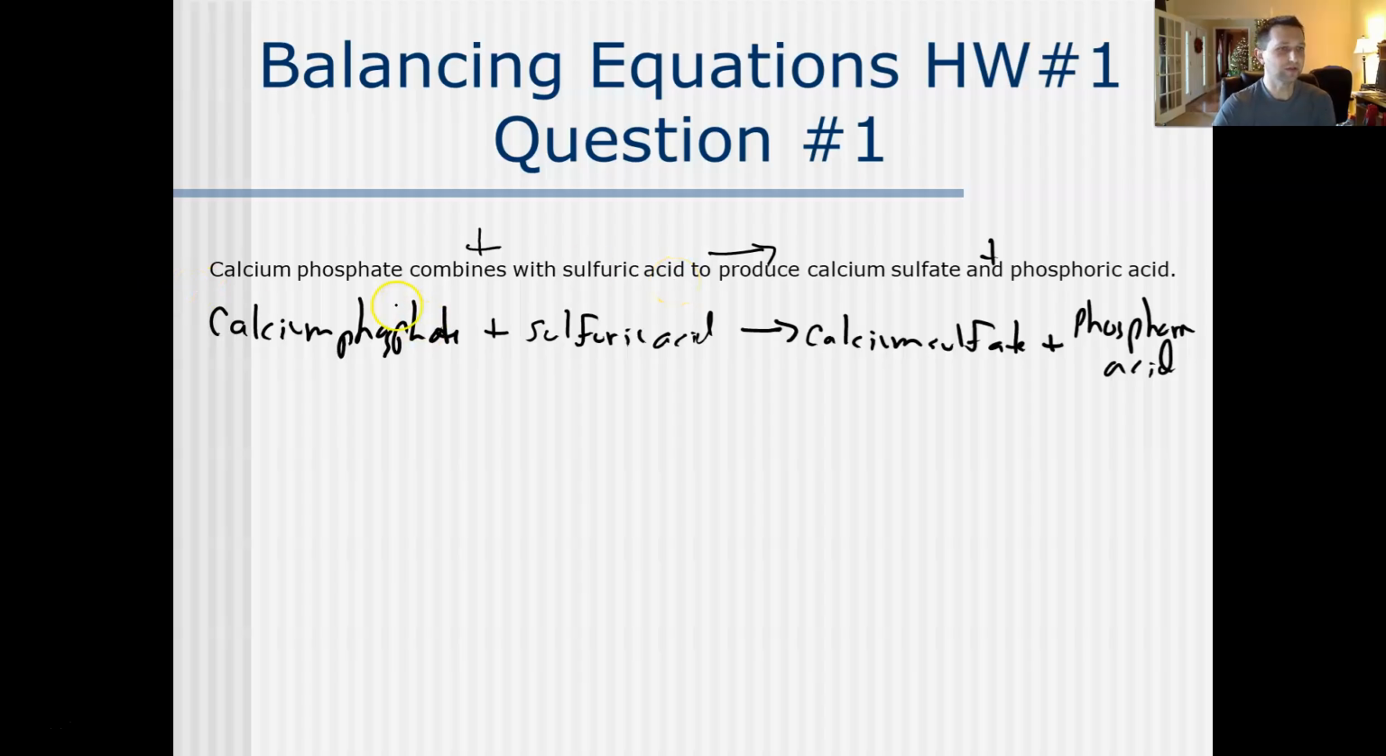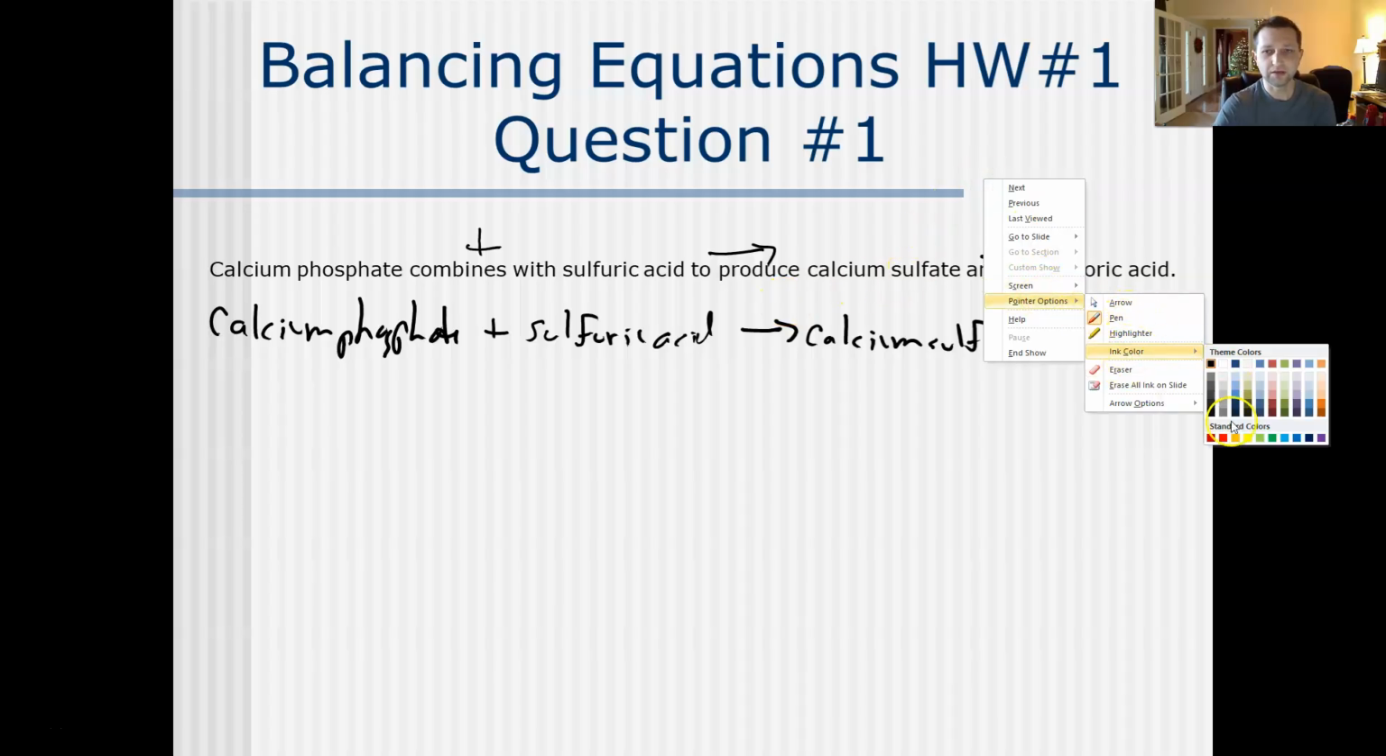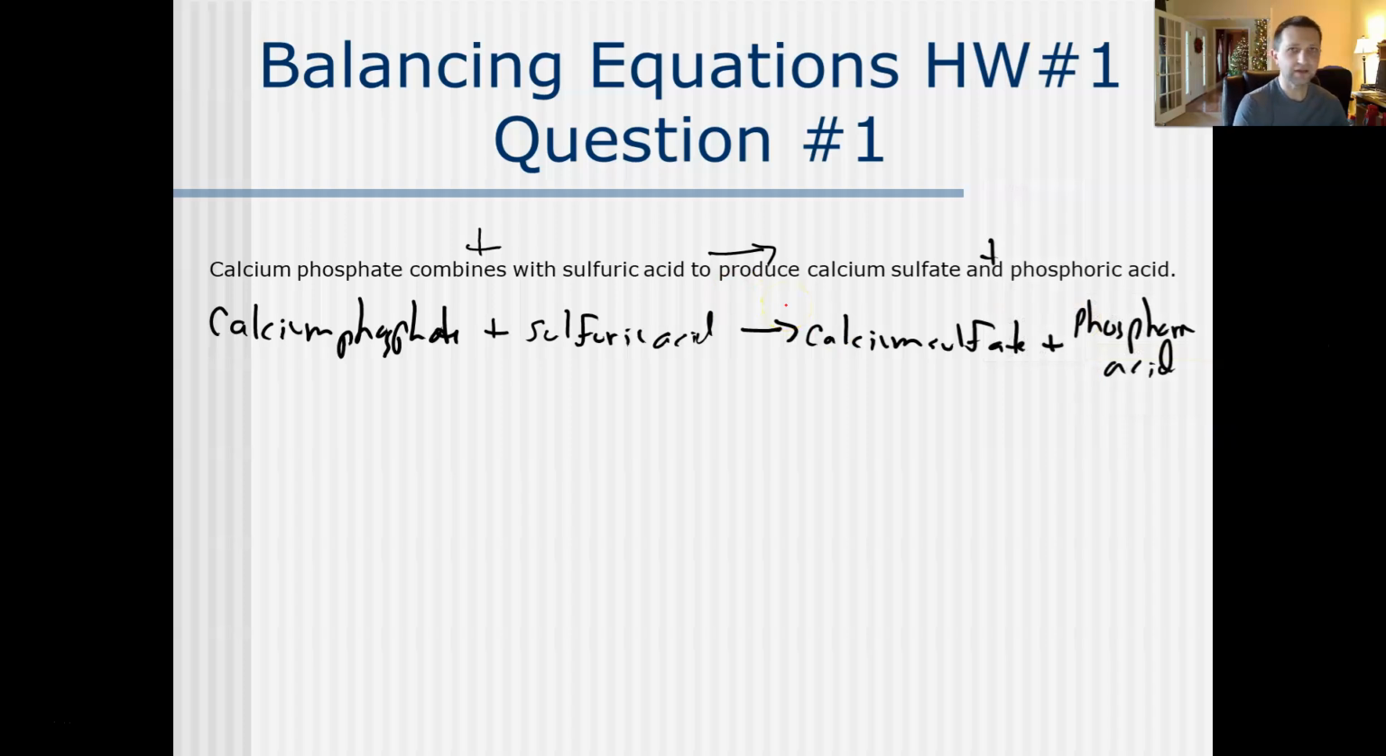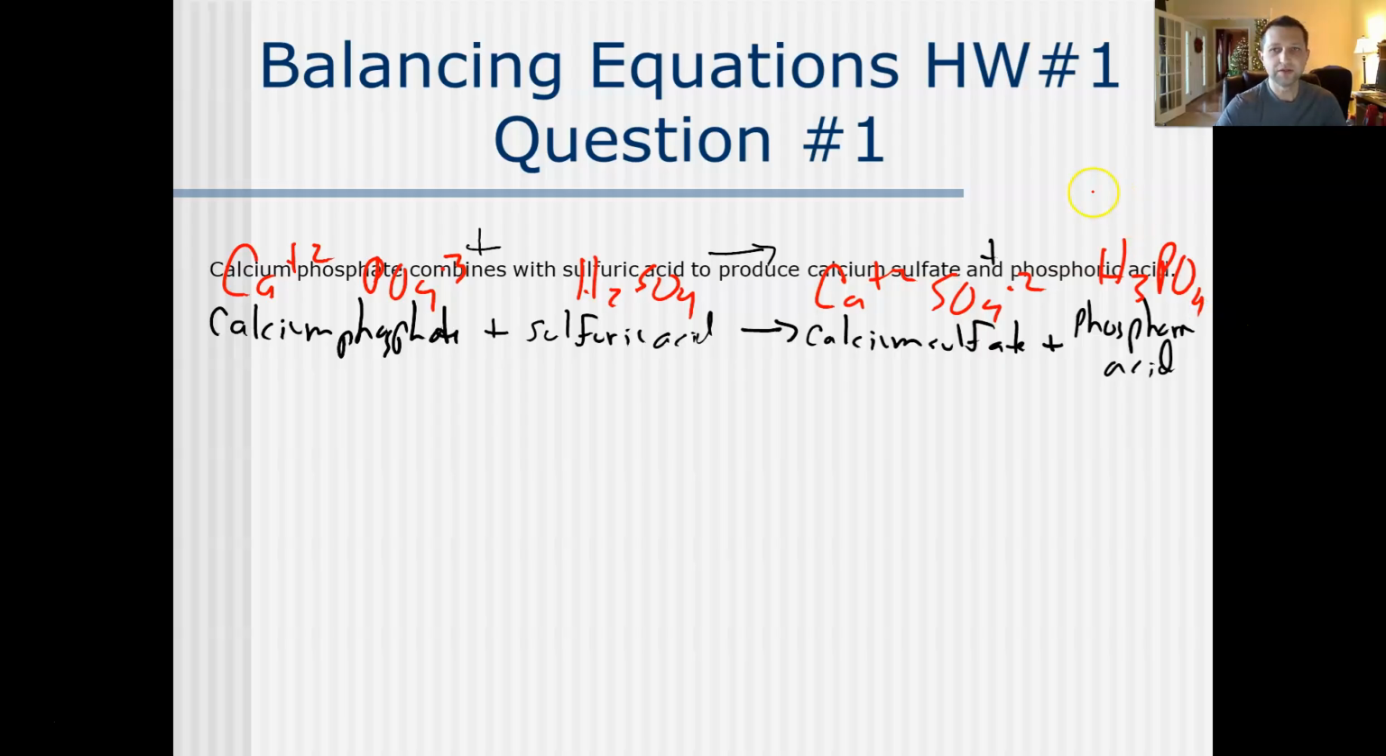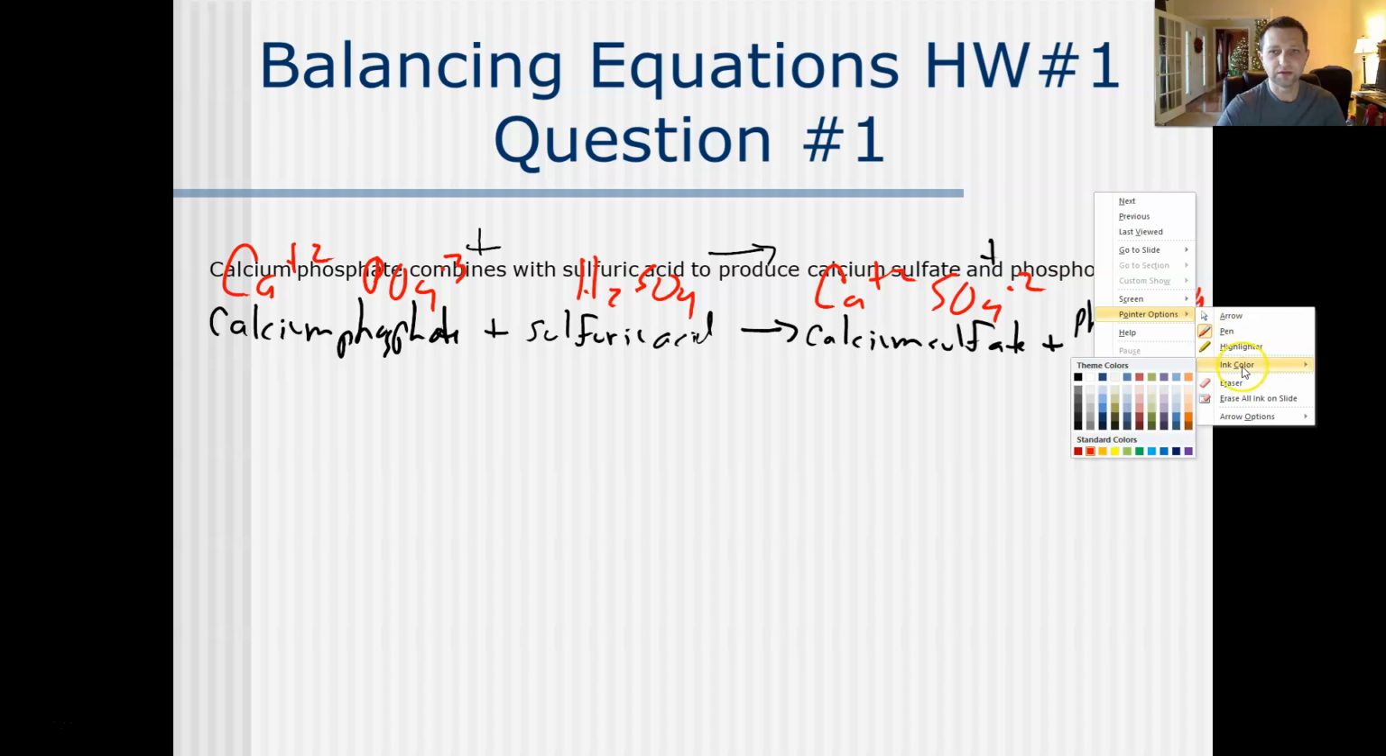The next step is to write your formulas. Let's go through and do that real quick, and then I'll let you guys do the rest of them. So calcium phosphate is ionic, so calcium is Ca plus 2, and phosphate is PO4 minus 3. Sulfuric acid, H2SO4. Calcium sulfate, calcium is Ca plus 2, sulfate SO4 minus 2, and then phosphoric acid, H3PO4. All right, so what we want to do now is put those into our chemical equation.